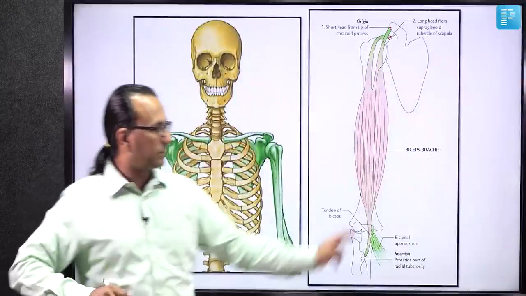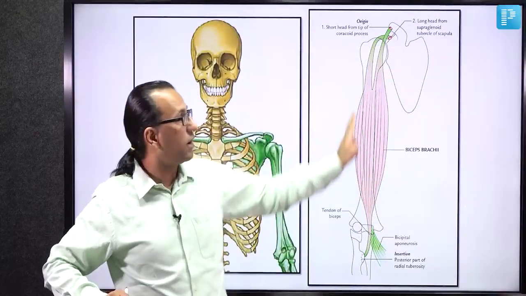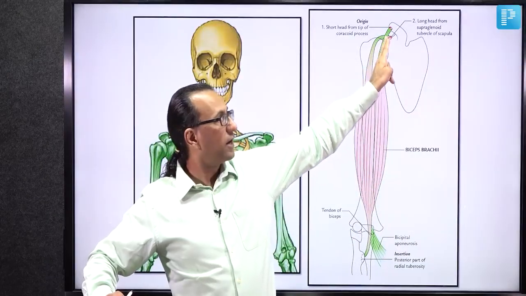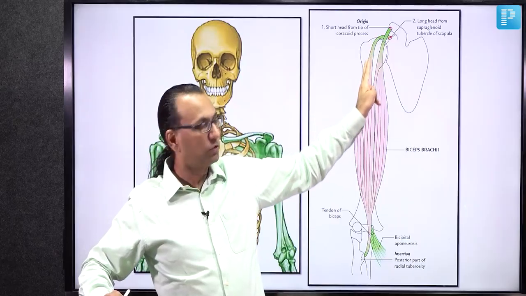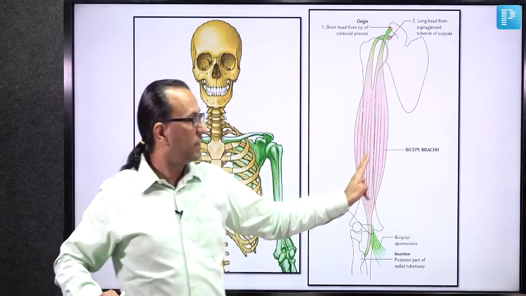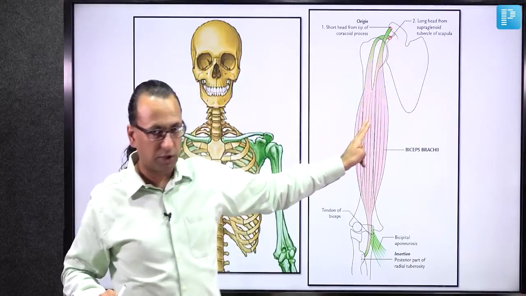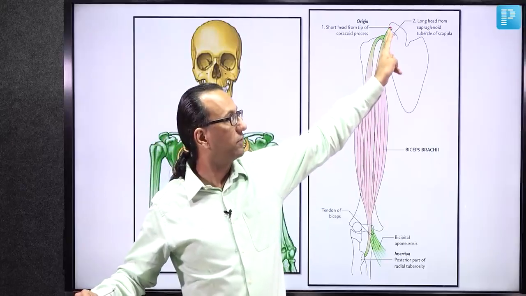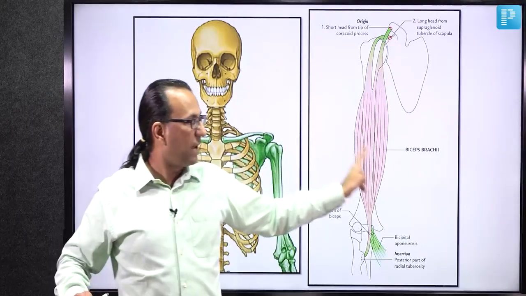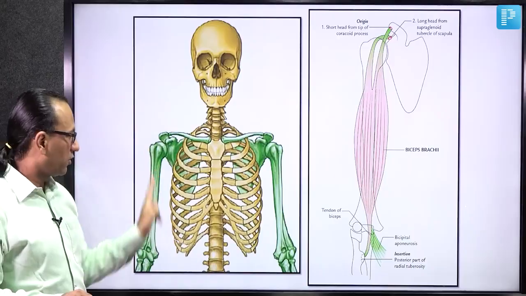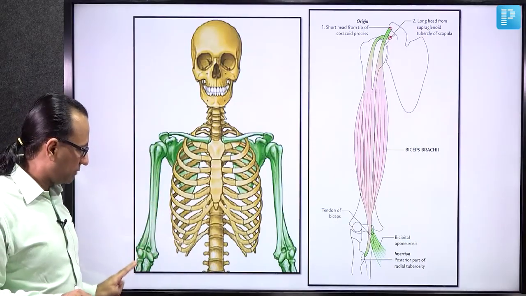Now here is the biceps muscle, which has two heads. The long head of biceps is coming from the supraglenoid tubercle and running in the bicipital groove, and then it will be merging with the shorter head of the biceps brachii, which is coming from the tip of the coracoid process of the scapula, and both of them form a belly.